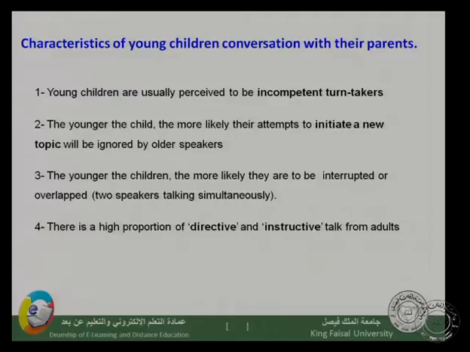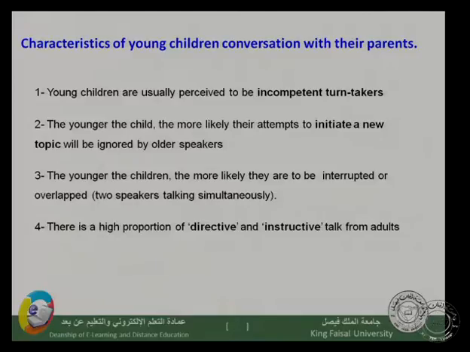They can interrupt people, they can speak when you are speaking at the same time so that you do not understand what is being said. So young children are perceived as incompetent turn takers. They do not know when to take a turn in conversation. They do not know when to participate when conversation is happening. They might speak while their father or mother is speaking. They might speak at the same time that their parents are speaking.